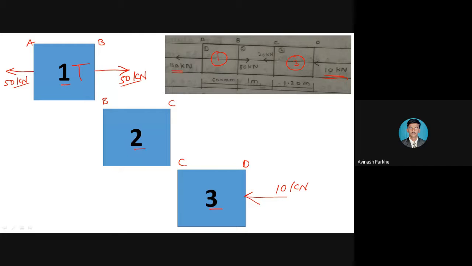What I have done, this 10 kilonewton force externally applied on section number 3, I have taken as it is along with its magnitude and its direction. In order to balance that particular force, I have to apply the same force in the opposite direction, having the same magnitude, that is 10 kilonewton. And according to the directions obtained for section number 3, I can say that this section 3 is under compression.